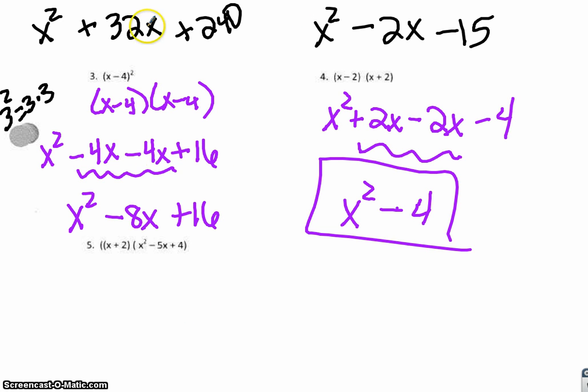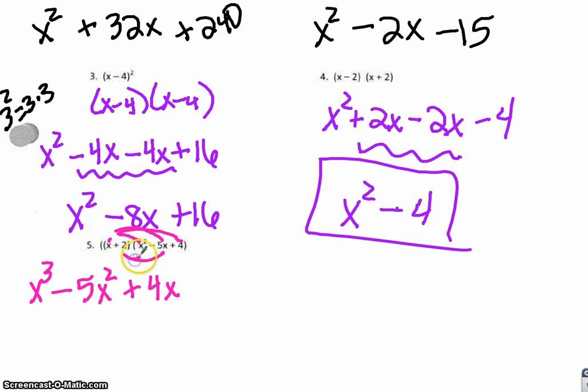The thing that's different about this next one is that there are 3 terms in the second set of parentheses. You just have to take your x here times 3 different things. X times x squared is x to the third, because when you're multiplying you add your exponents. X times negative 5x is minus 5x squared. X times 4 is plus 4x.